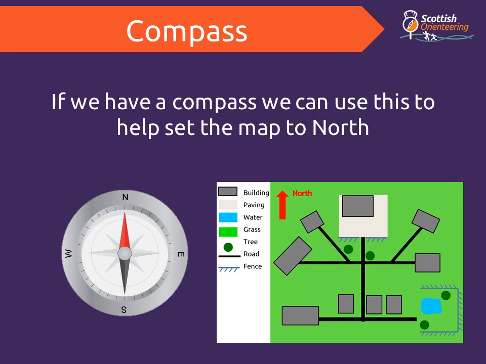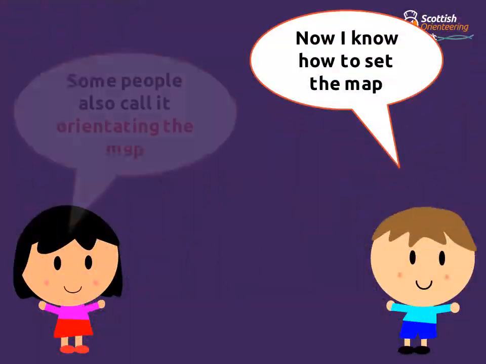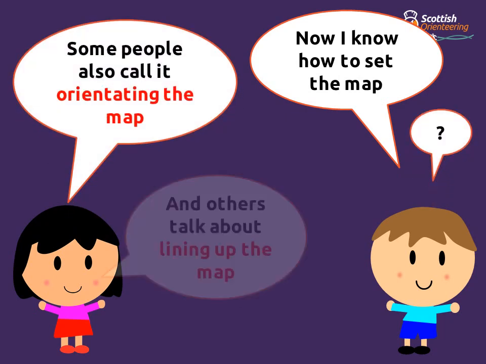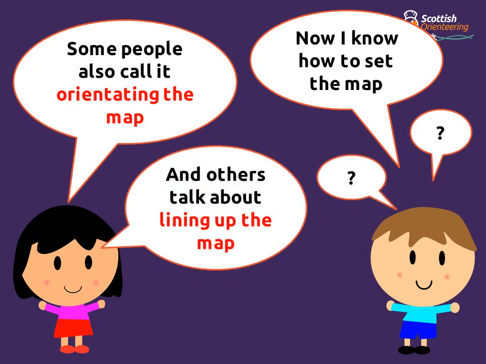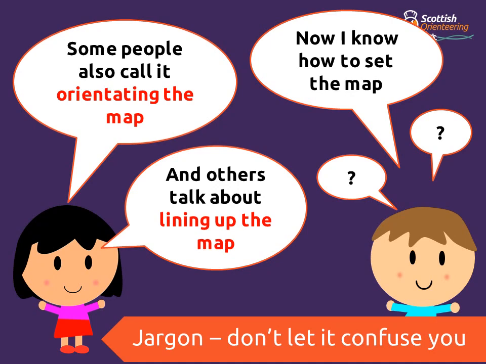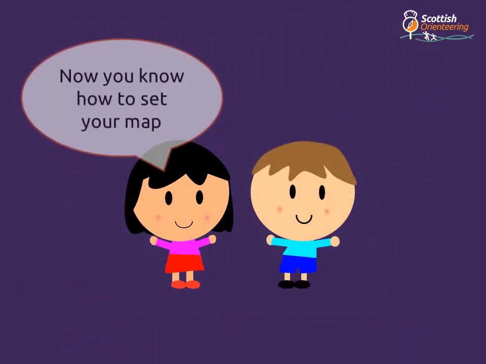If we have a compass, we can use this to help set the map. If not, we can simply look around and set our map by lining it up with the things we can see. Just to confuse, some people also refer to setting the map as orientating the map or lining up the map. It's all the same thing, making your map match the ground.